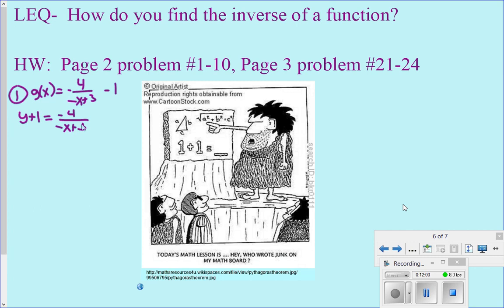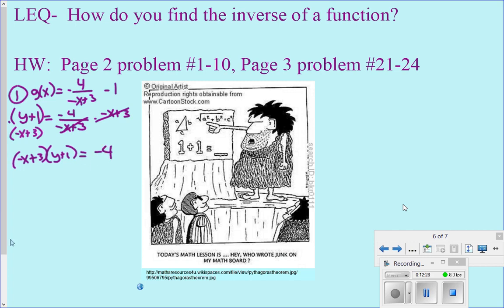So remember my goal. My goal is to solve for x. Well, right now x is stuck in the denominator. I need to get it out. So I'm going to multiply both sides by negative x plus 3. I'm going to go ahead and put that y plus 1 in parentheses so that I can get the x out of the denominator. So that gives me negative x plus 3 times y plus 1 equals negative 4.